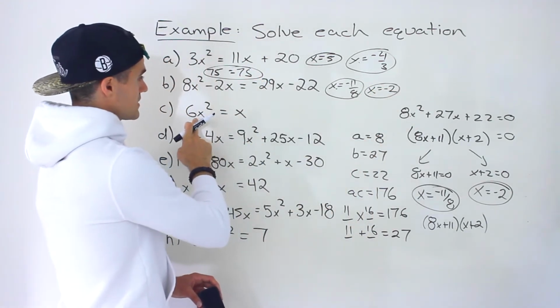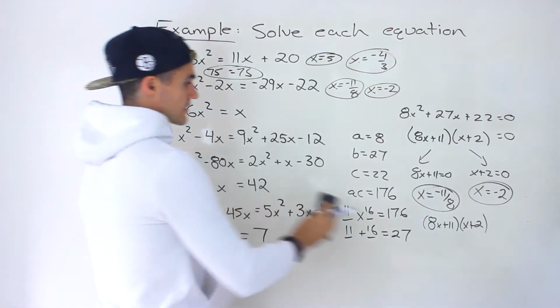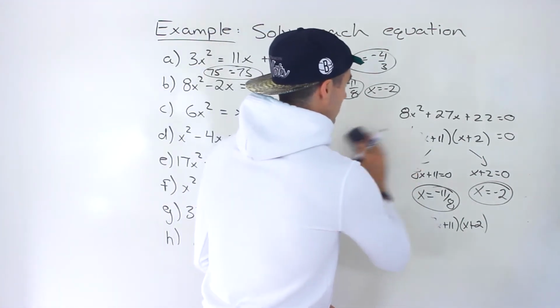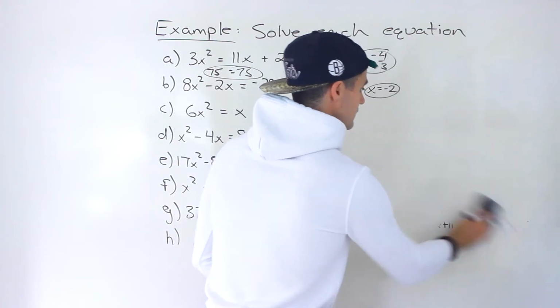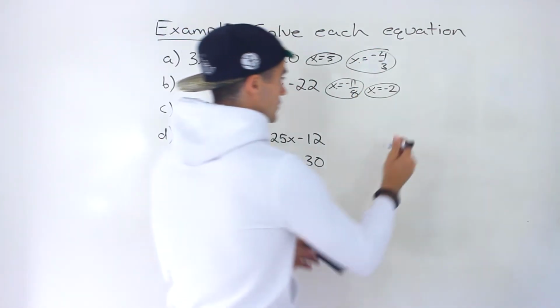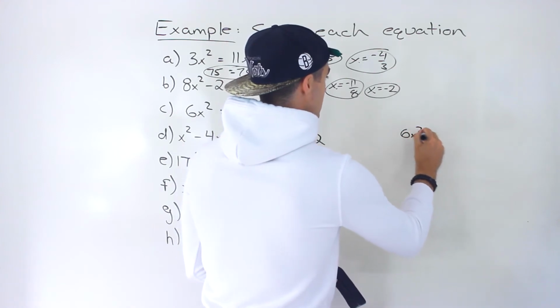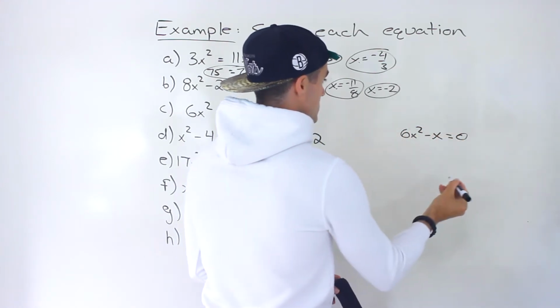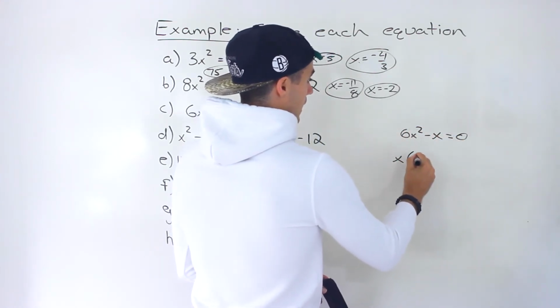Part C, we got 6x squared equals x. This one's actually not going to be too bad. So we're not going to end up having a C value for the quadratic when we bring everything over. Let's just bring the x over. So we'd end up with 6x squared minus x is equal to 0. Then notice we could take out an x.